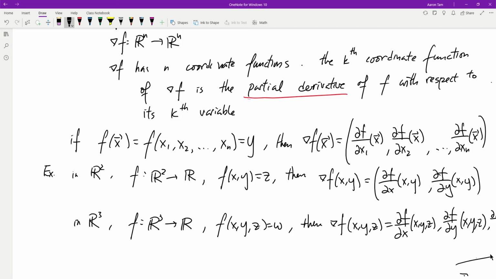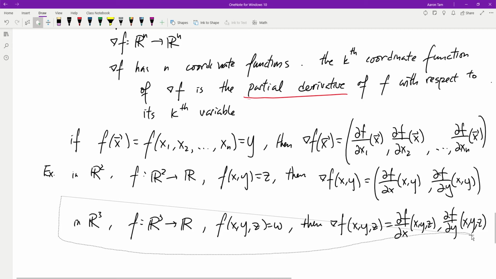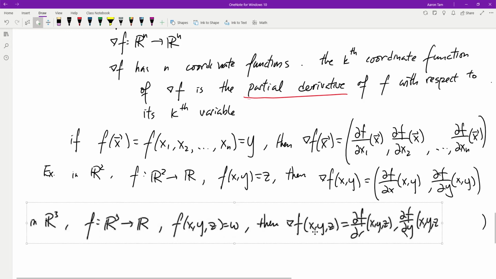and, hey, what happened? Okay, let me see if I can do this. Okay, it works. There you go. Now I have more room.